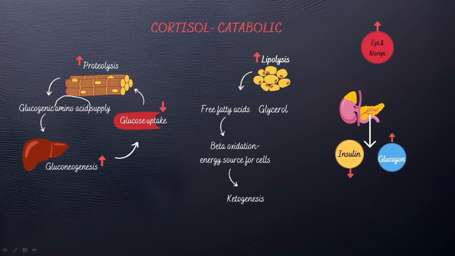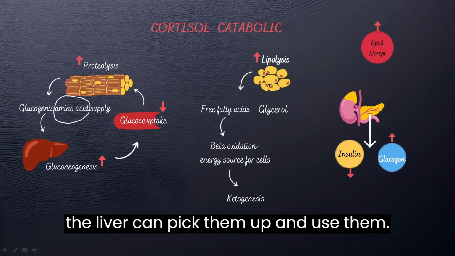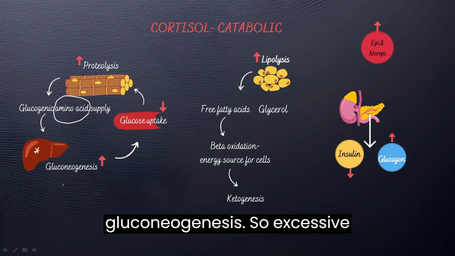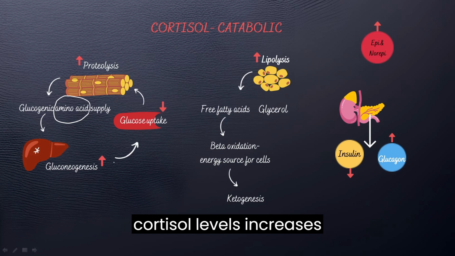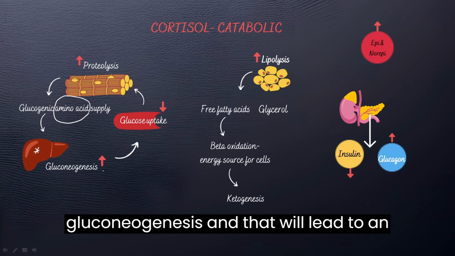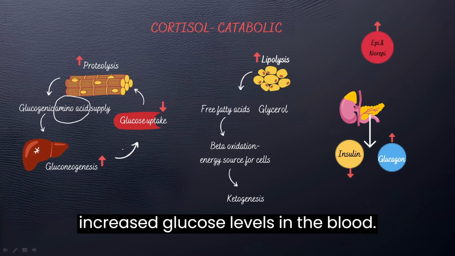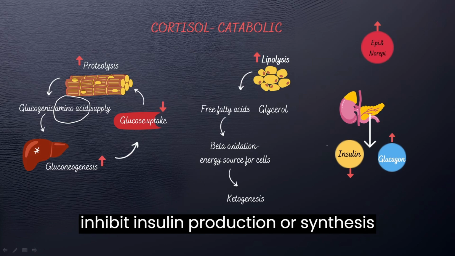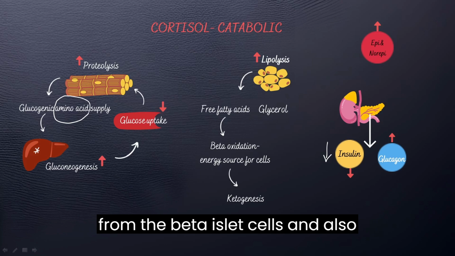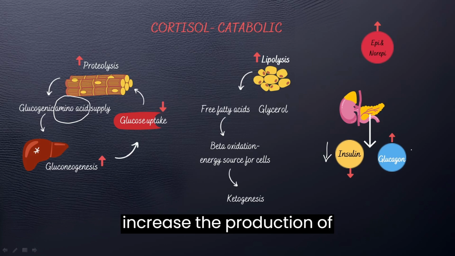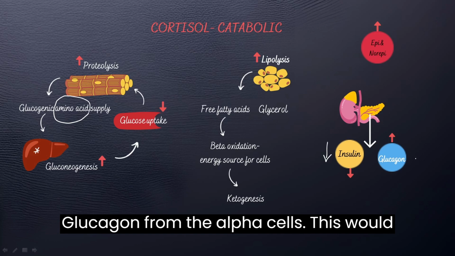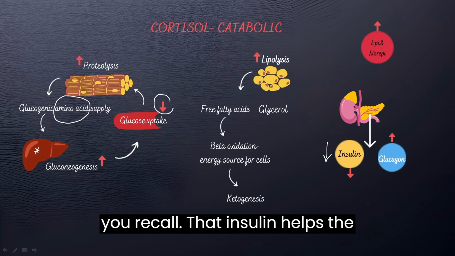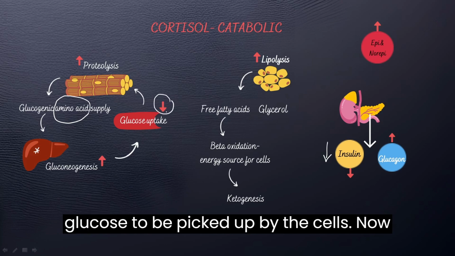So the amino acids, some of them are glucogenic, meaning that the liver can pick them up and use them to make glucose, a process we call gluconeogenesis. So excessive cortisol levels increase gluconeogenesis, and that will lead to increased glucose levels in the blood. Simultaneously, cortisol is able to inhibit insulin synthesis from the beta islet cells and also increase the production of glucagon from the alpha cells. This would lead to a low glucose uptake. You do recall that insulin helps the glucose to be picked up by the cells.